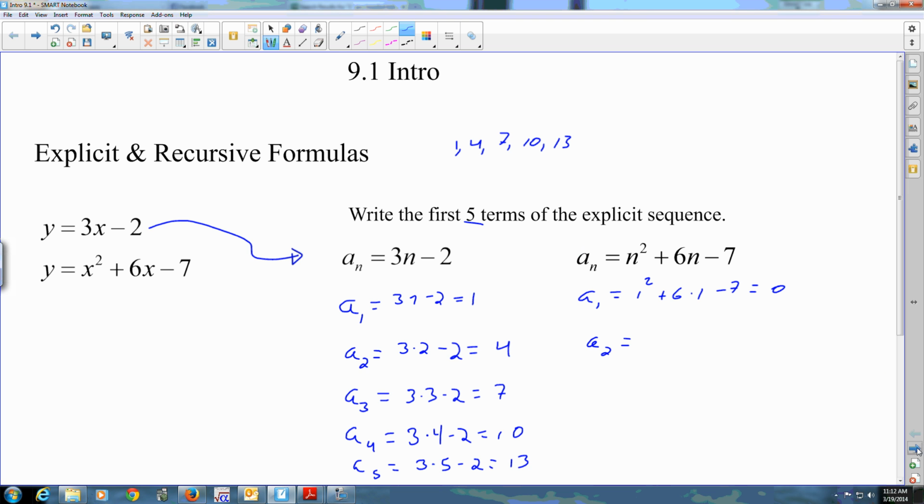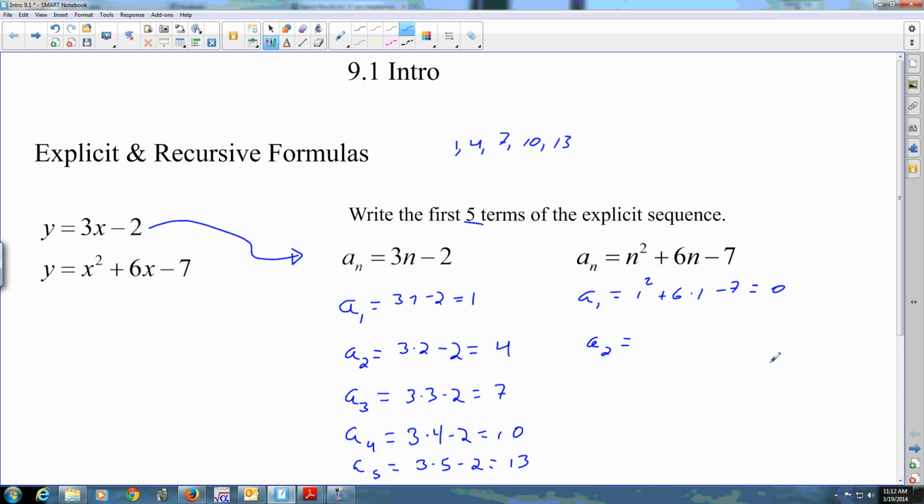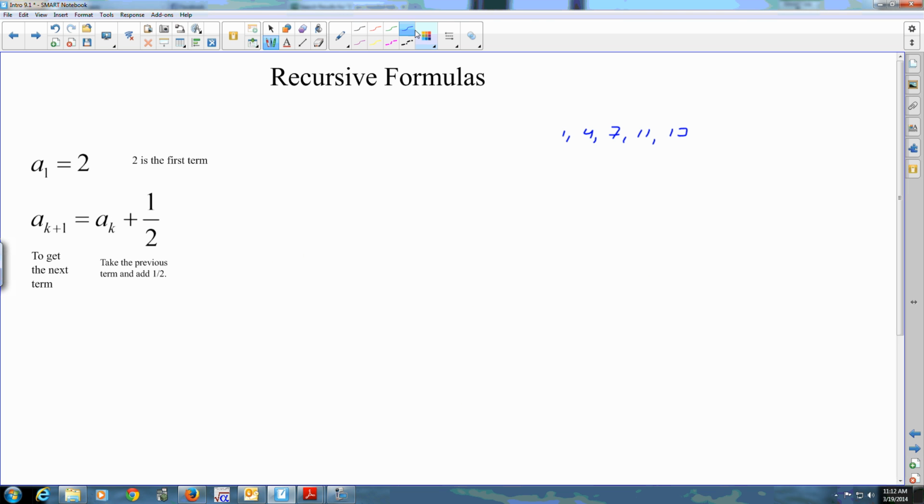Alright. Recursive formulas. A recursive formula requires that you build on the term that came before it. So let me just list one that came before it. 1, 4, 7, 11, 13. Oops, I don't have it right, do I? 1, 4, 7, 10, 13. I'll just rewrite it on top of that 10.